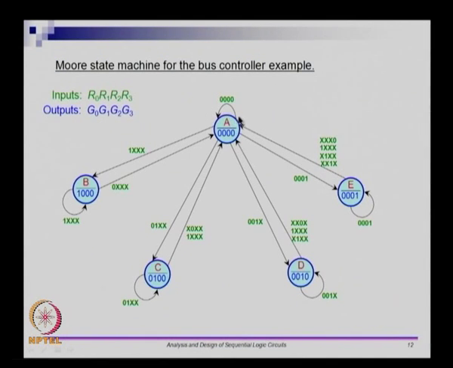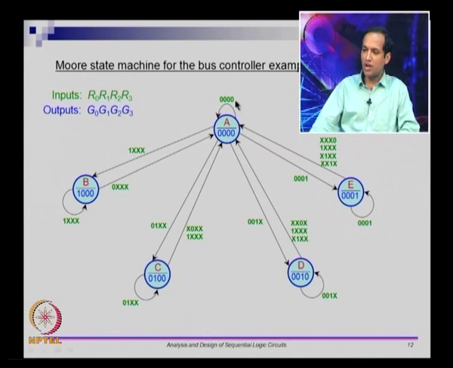Now, let us see how the state machine itself would look like. So, this A is the idle state, and on A you do not give grant to anyone. So, you produce 0 0 0 0 as the output as long as nobody makes any request, which means if all the inputs are 0, then you stay in A itself.